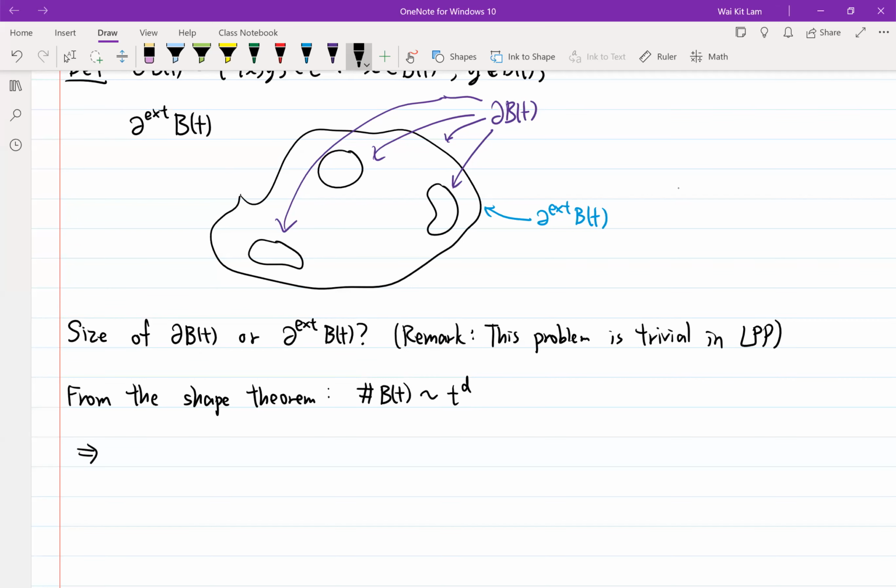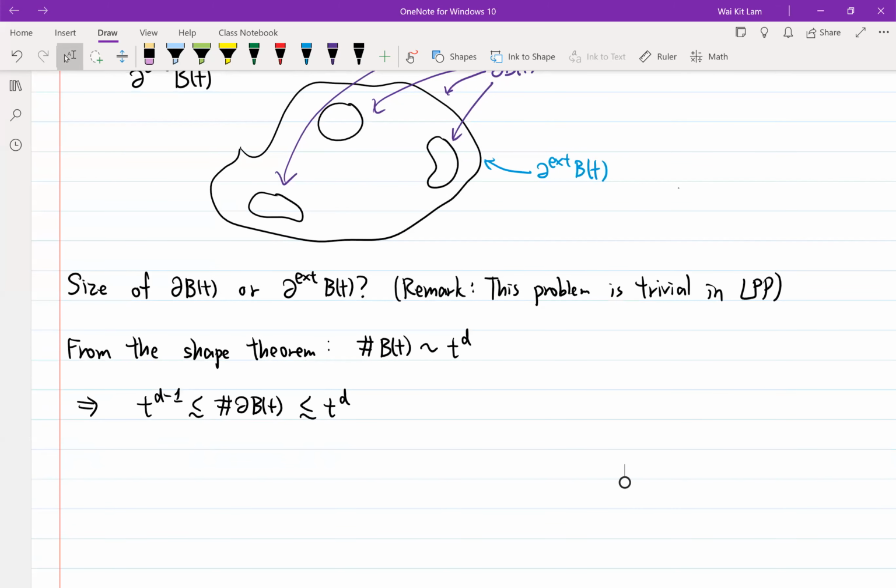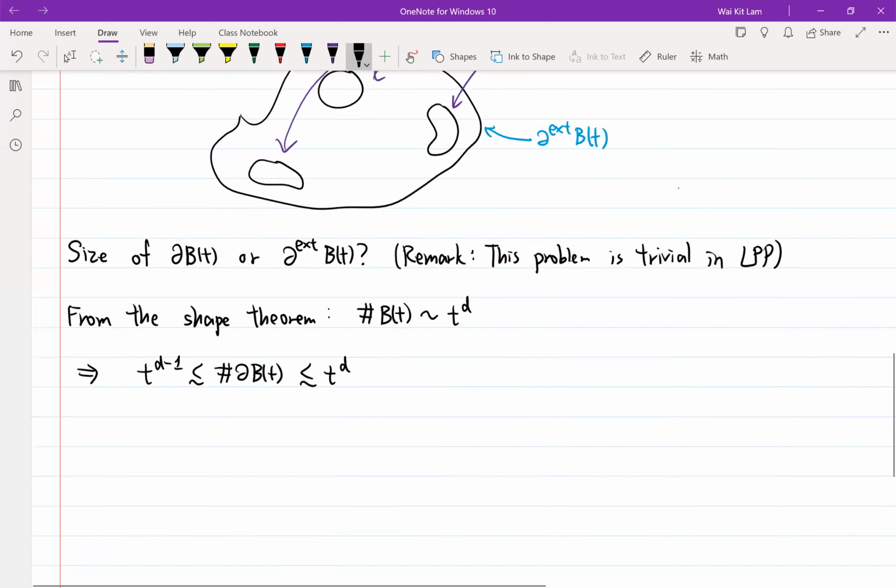Because of this, you can immediately conclude that the edge boundary, either the exterior boundary or the whole boundary, must be upper bounded by t to the d power and lower bounded by t to the d minus 1. The left inequality follows from the isoperimetric inequality, and the right one is a trivial bound. Of course, these two bounds don't match with each other. So can we say something sharper?